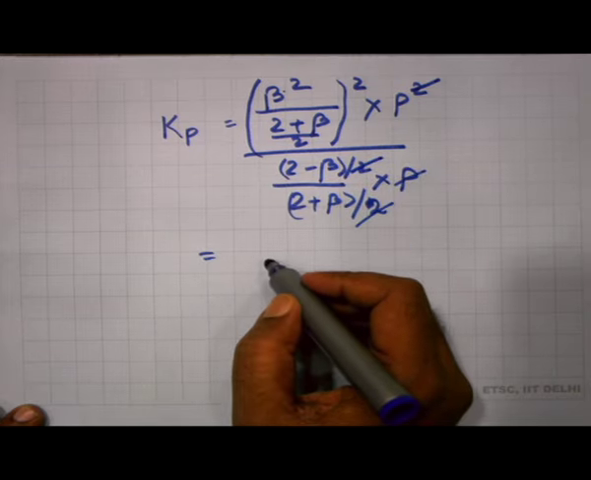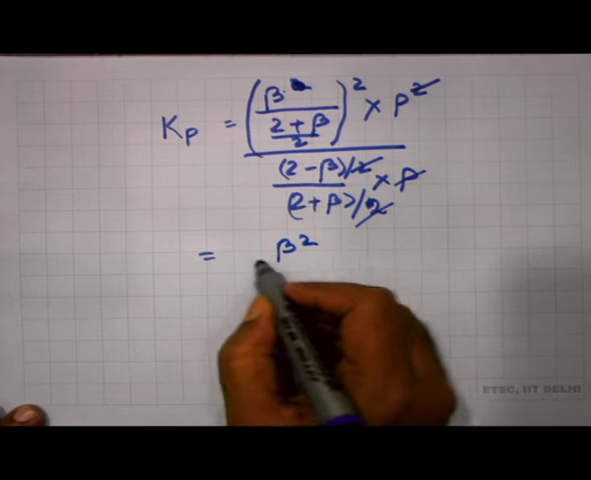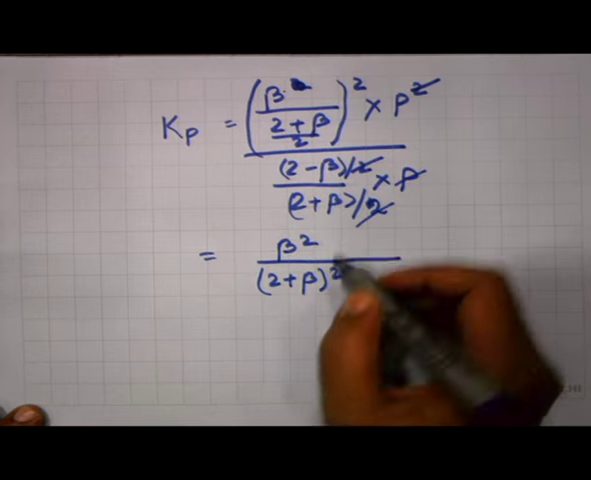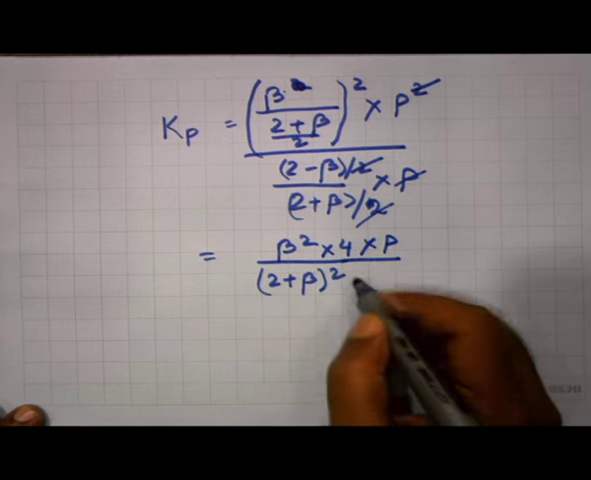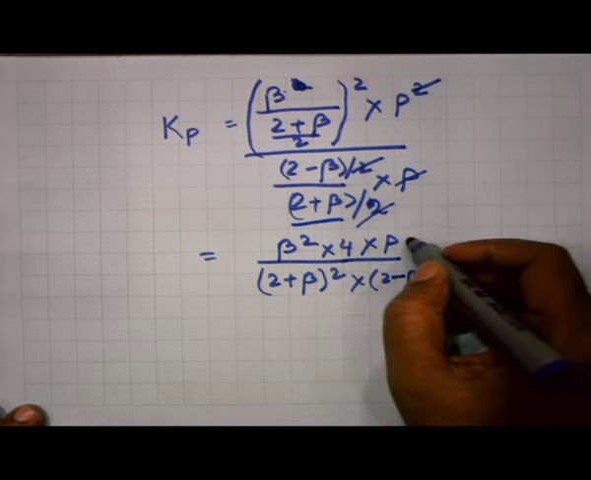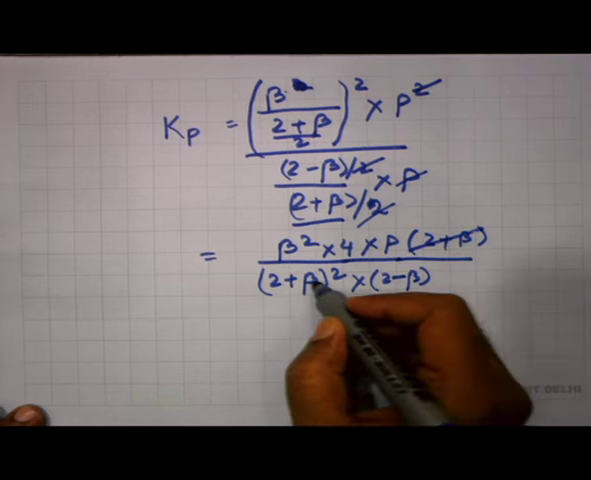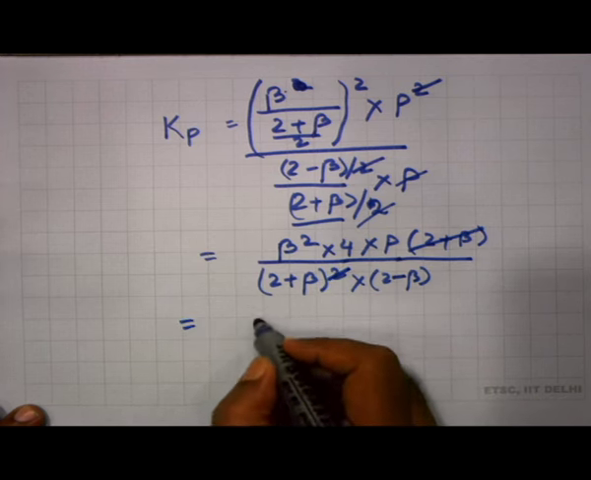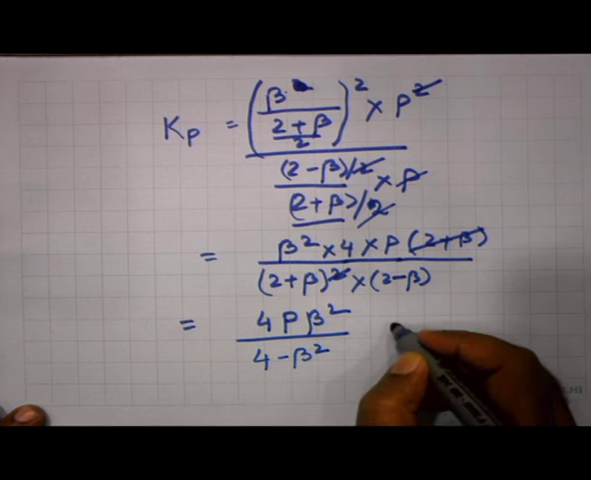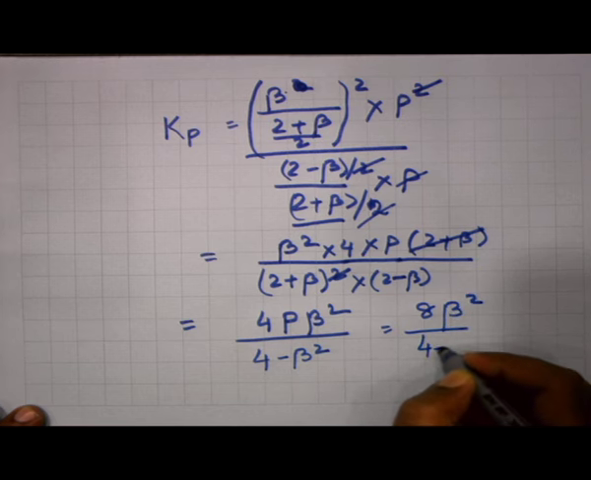So, what you are left with is your beta, sorry, this is your beta squared by (2 plus beta) squared, into this 2 goes up, so 4 into P divided by (2 minus beta). This (2 plus beta) goes up, and the square terms cancel out. So, what you are left with is 4P beta squared by (4 minus beta squared). And since P is equal to 2 atmosphere, you can simply write 8 beta squared by (4 minus beta squared).